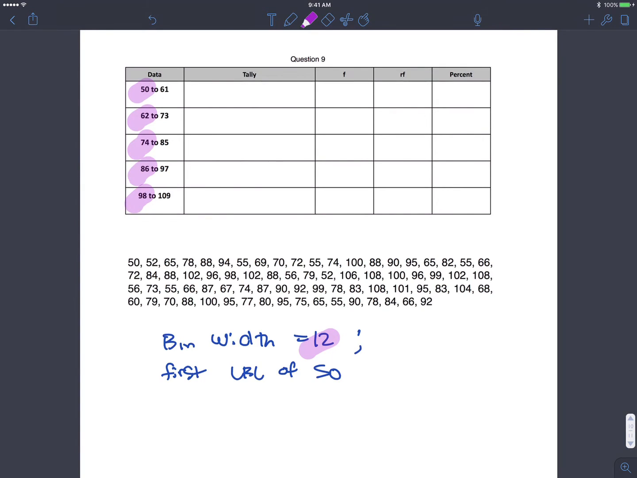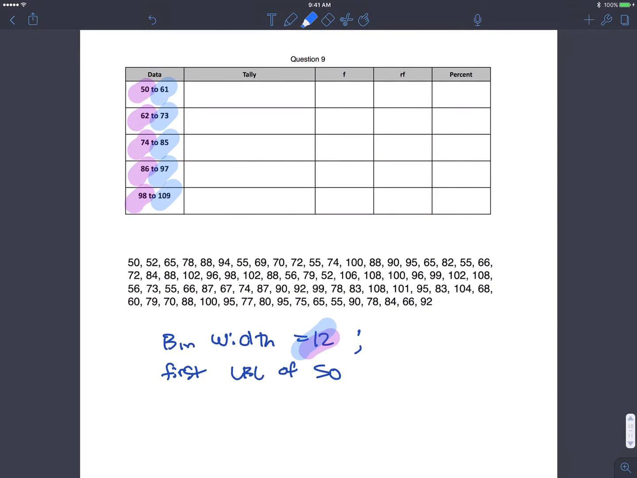Now, how I get the upper bin limits for the bins would be the following. 1 less than 62 is 61, so I'm going to start with 61. Then I use again the bin width of 12 and add 12. 61 plus 12 is 73, plus 12 is 85, plus 12 is 97, plus 12 is 109. So I'm using the bin width of 12 to create these bins.